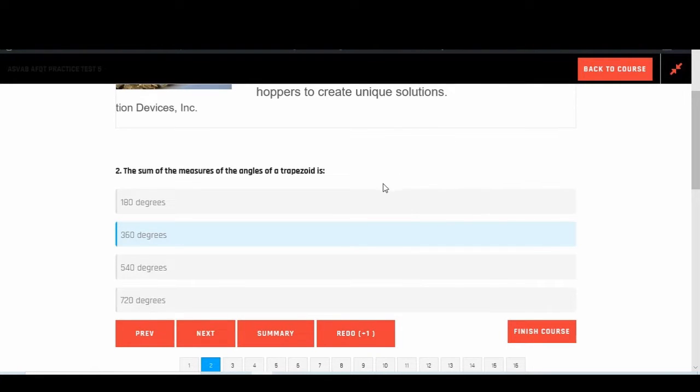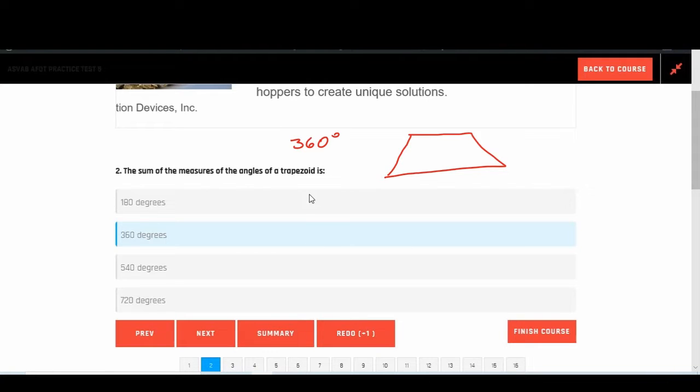Number 2 says the sum of the measures of the angles of a trapezoid is. So to do this one, we have to recognize that a trapezoid, which looks like this, is a quadrilateral. We should know that triangles add up to 180 degrees. Quadrilaterals, which are squares, rectangles, trapezoids, and rhombuses, add up to 360 degrees.